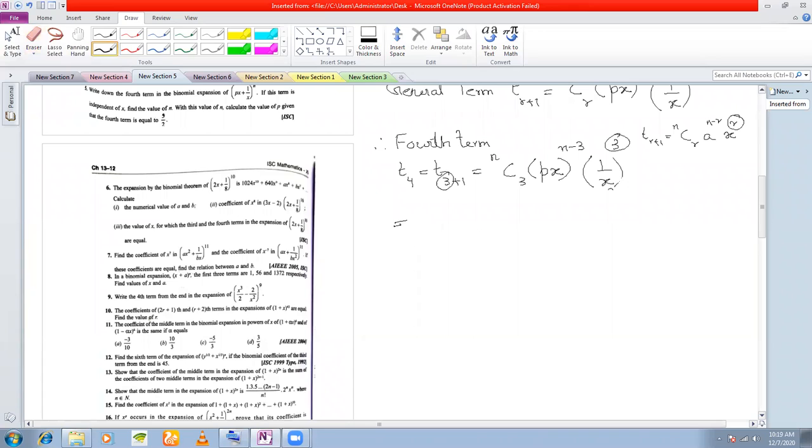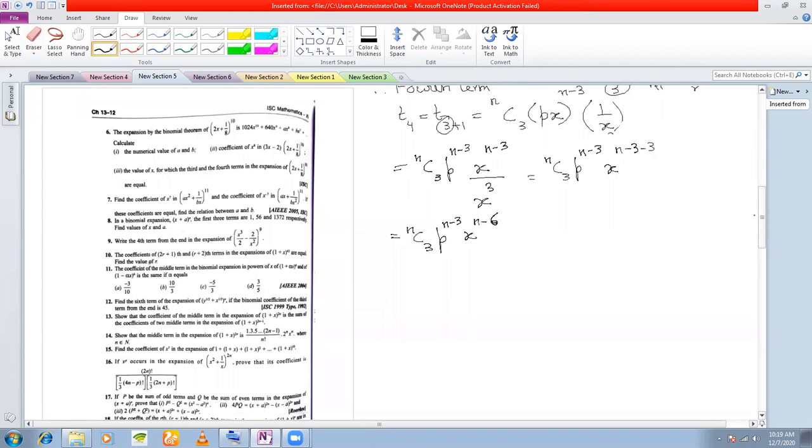So this is nc3 p to the power of n minus 3 x to the power of n minus 3 divided by x cube. So this is nc3 p to the power of n minus 3 x to the power of n minus 3 minus 3, which is nc3 p to the power of n minus 3 x to the power of n minus 6. Okay, so this is what your fourth term is. Now the second part of the question states that if this term is independent of x, what do you mean by independent of x?